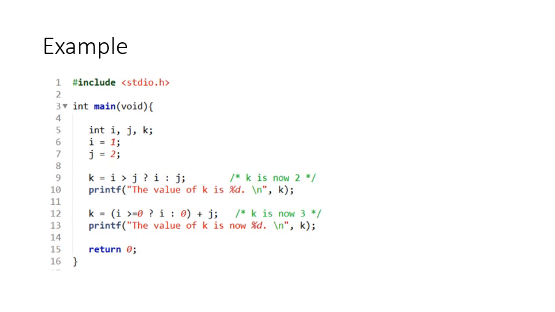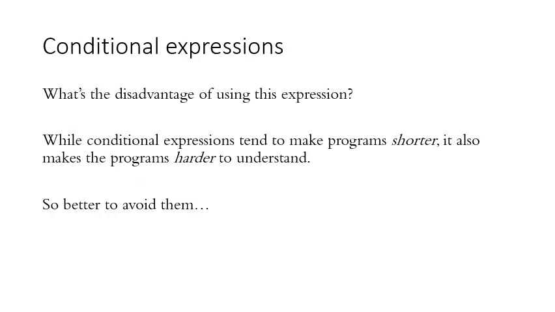So notice that I made a mistake while I was trying to explain line 12. Why? Because the program is not that readable, and I had a bit of confusion. Why is there suddenly a parenthesis here and suddenly a plus j? So, this is not a good idea. While conditional expressions tend to make your programs shorter, they also make the programs harder to understand. So, it's better to avoid them.